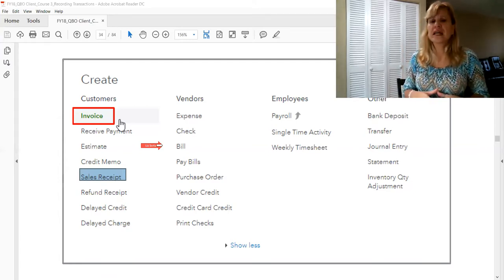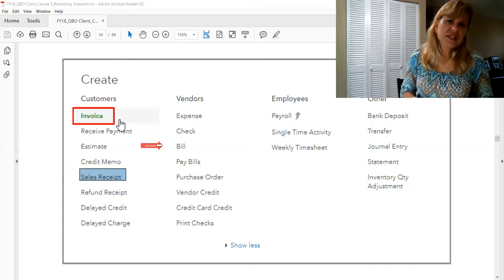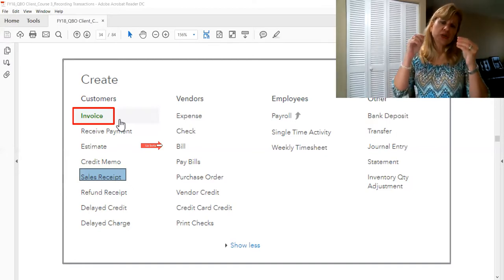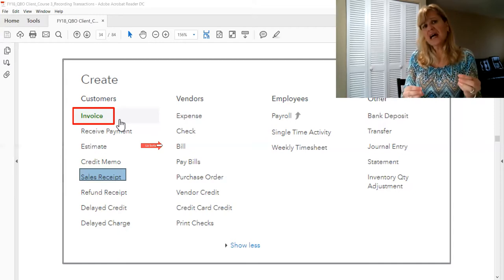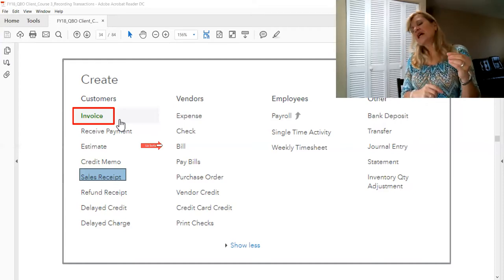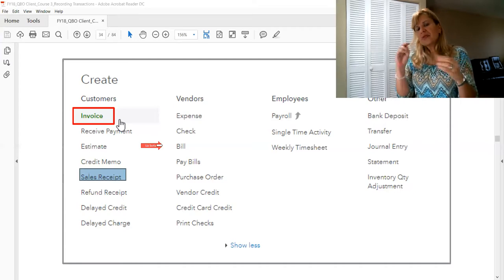So that's another thing. And then what is the difference with actually entering a bill in QuickBooks? It is going to affect your accounts payable, all right? So again, if you're running on an accrual basis, you're going to see this happen. When you go to your balance sheet, you're going to see accounts payable, you have an outstanding balance, a liability, right?